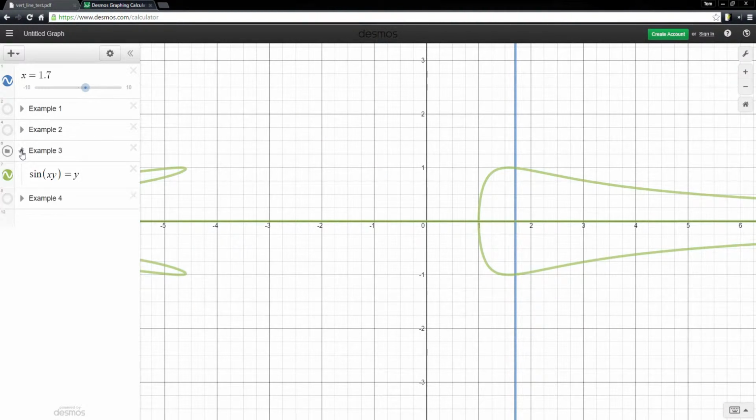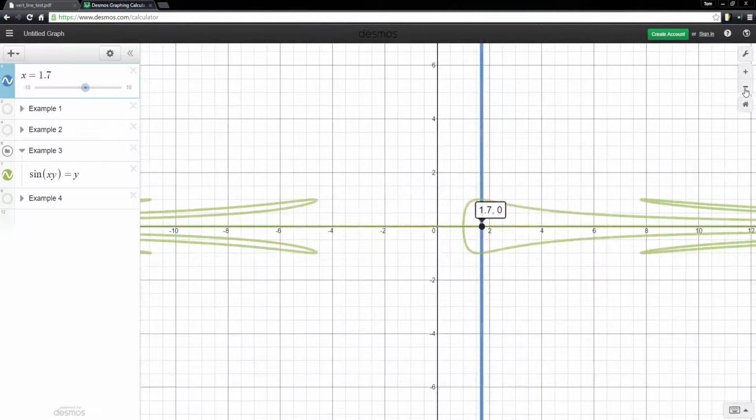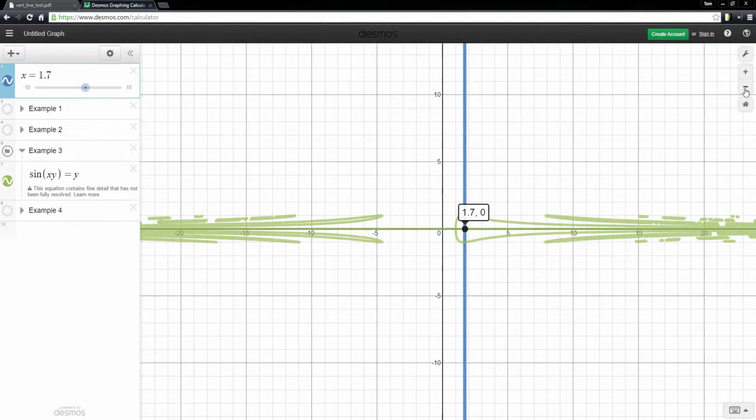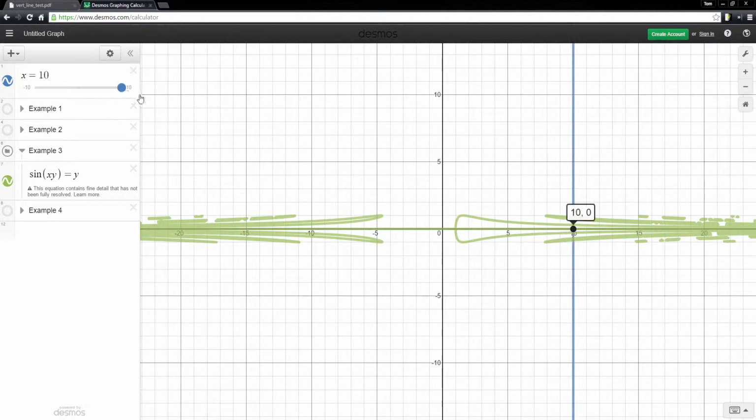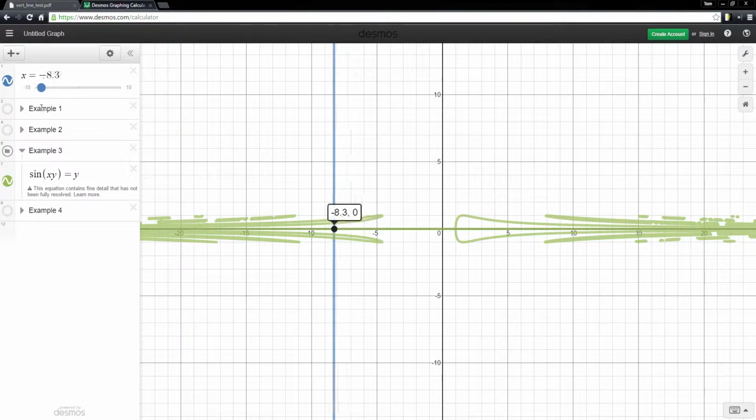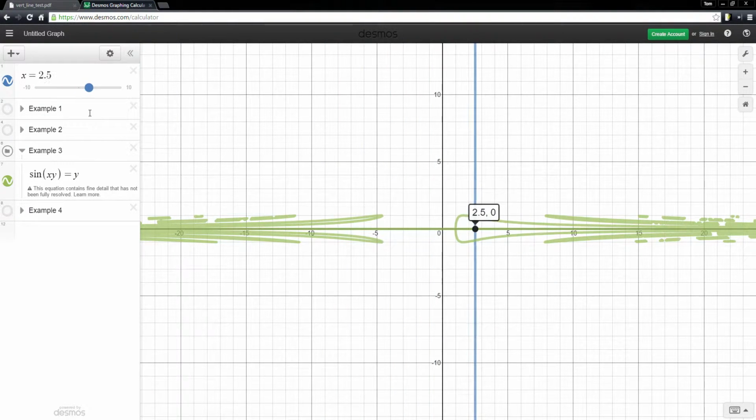Example 3 is this equation that we mentioned in the last video. You can see already right here, it doesn't pass the vertical line test. There are 3 different spots at which I will get an intersection point of the vertical line, and in general, this is a pretty complicated looking graph. If you start sliding out here, you will get a bunch of points over here. So it's a pretty complicated graph.